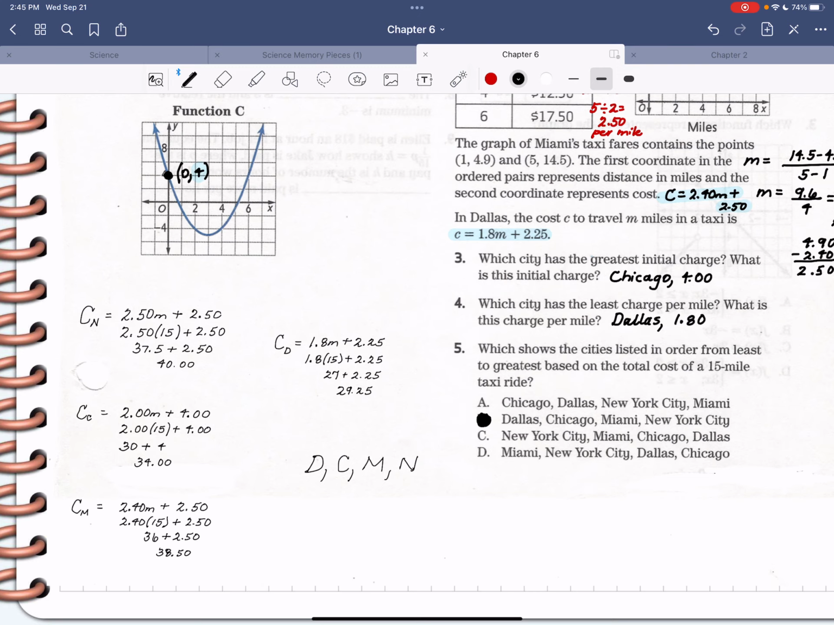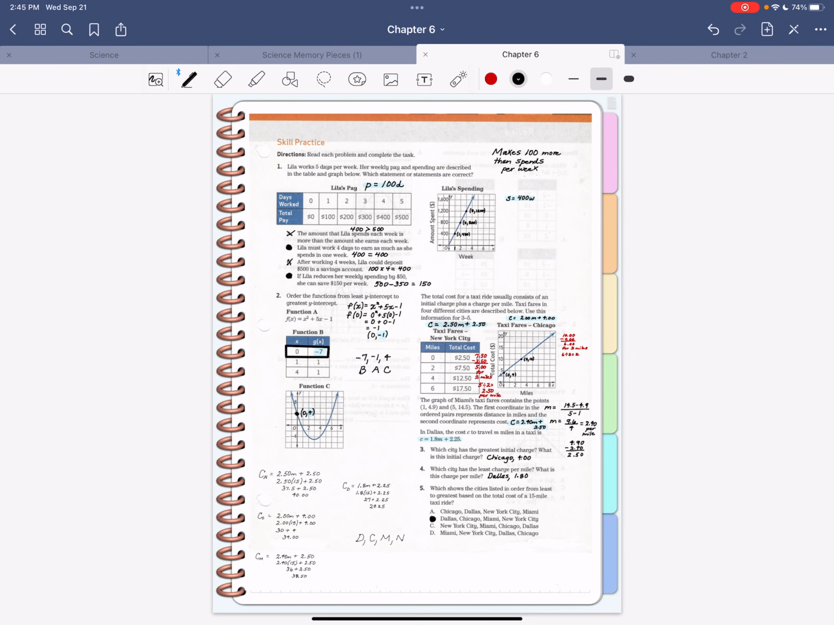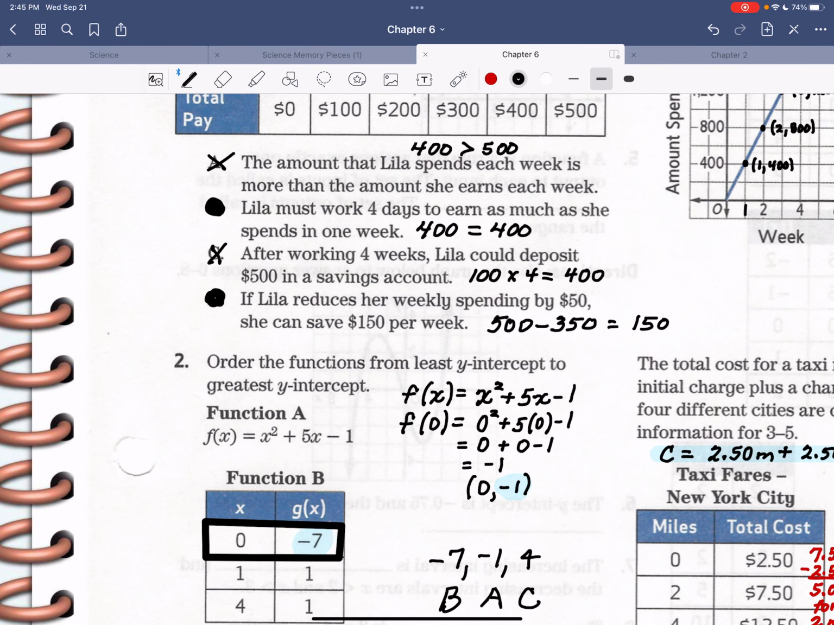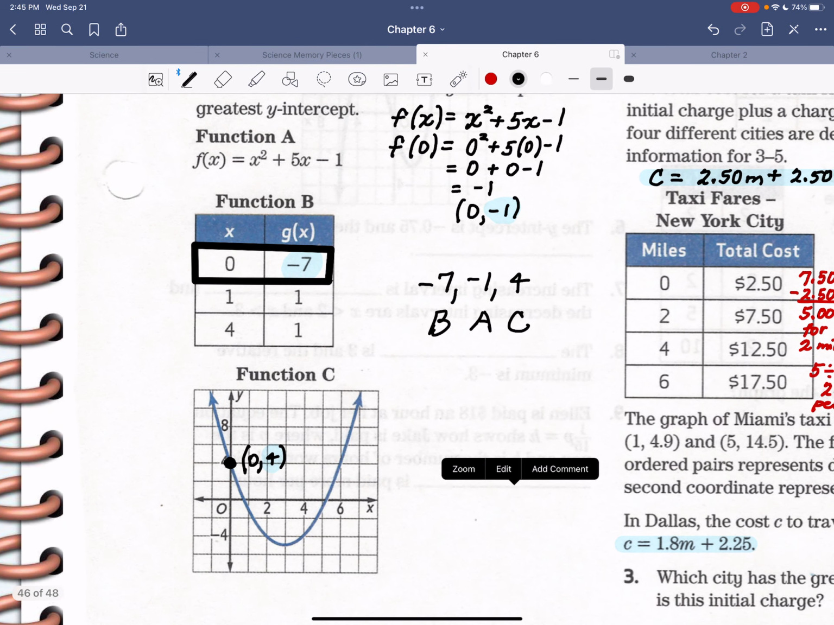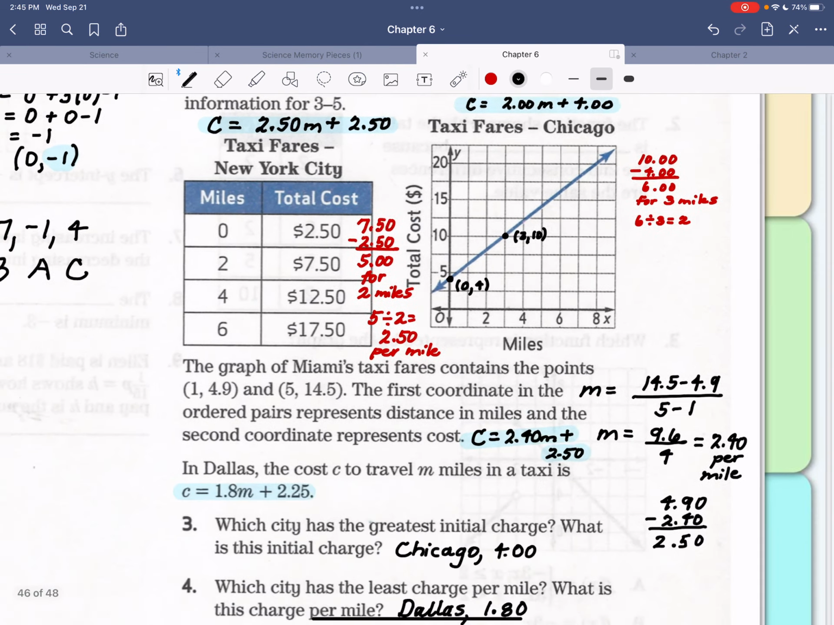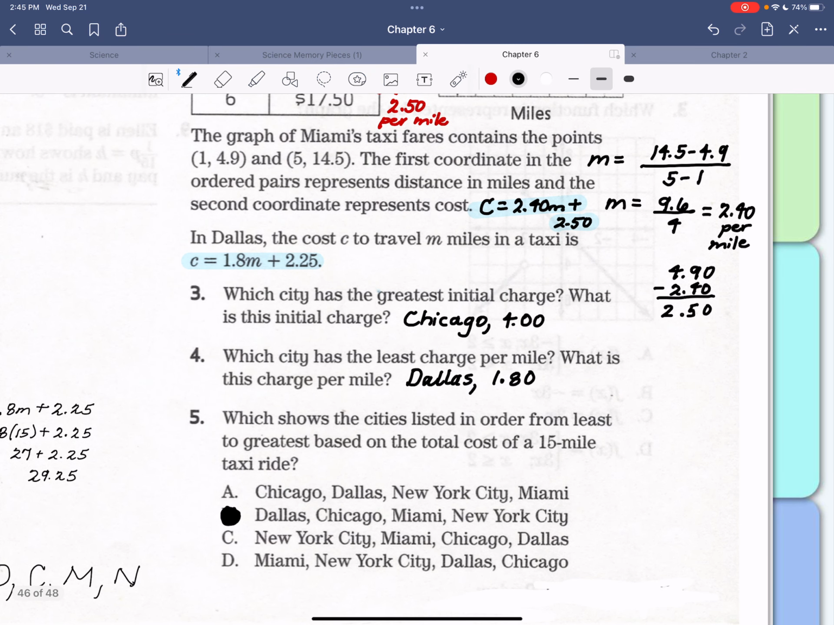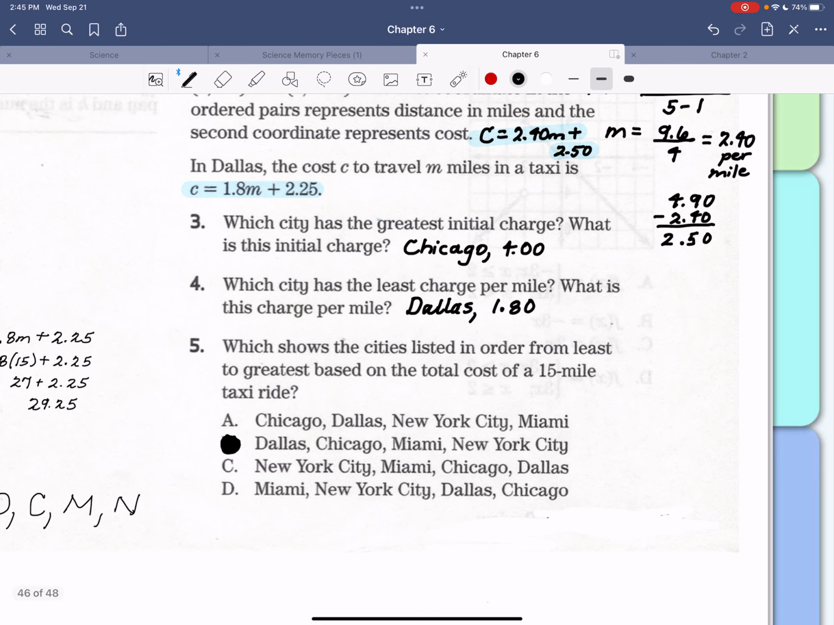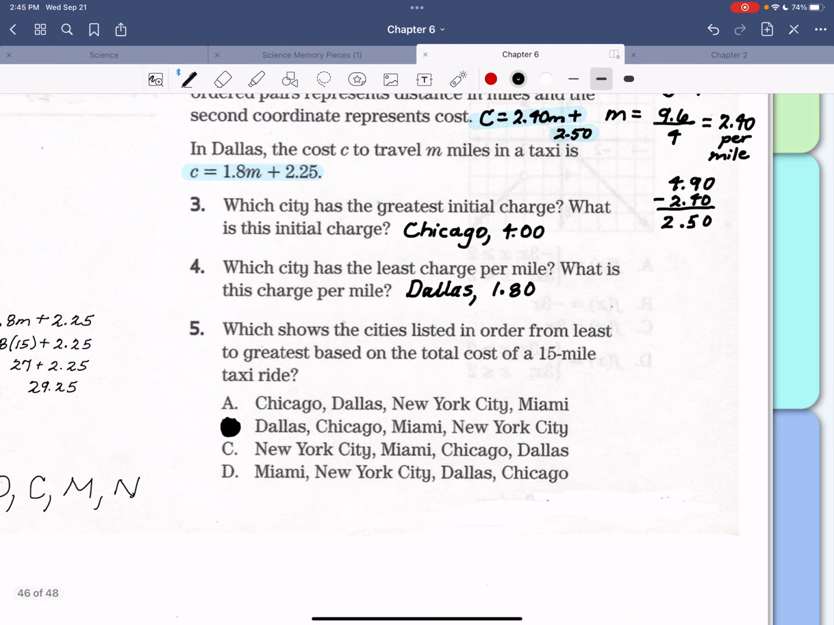All right, I need to check these before I stop the video. And this is page 215. Why do I keep saying 115? All right, number 1 is B and D, 2 answers. Number 2 is B, A, C. Good. Number 3 is $4 in Chicago. Number 4 is $1.80 in Dallas. And number 5 is B as in boy.